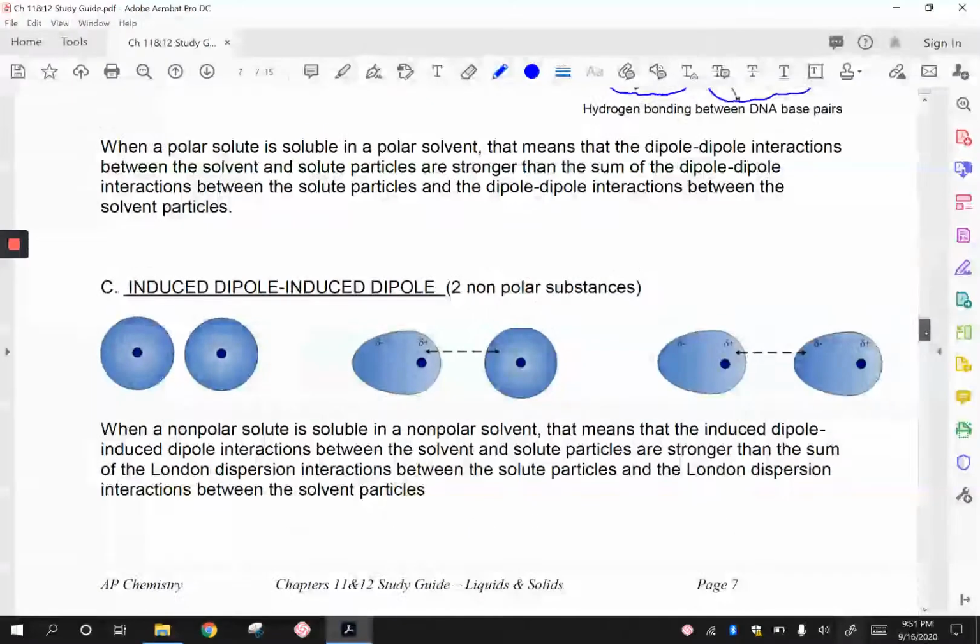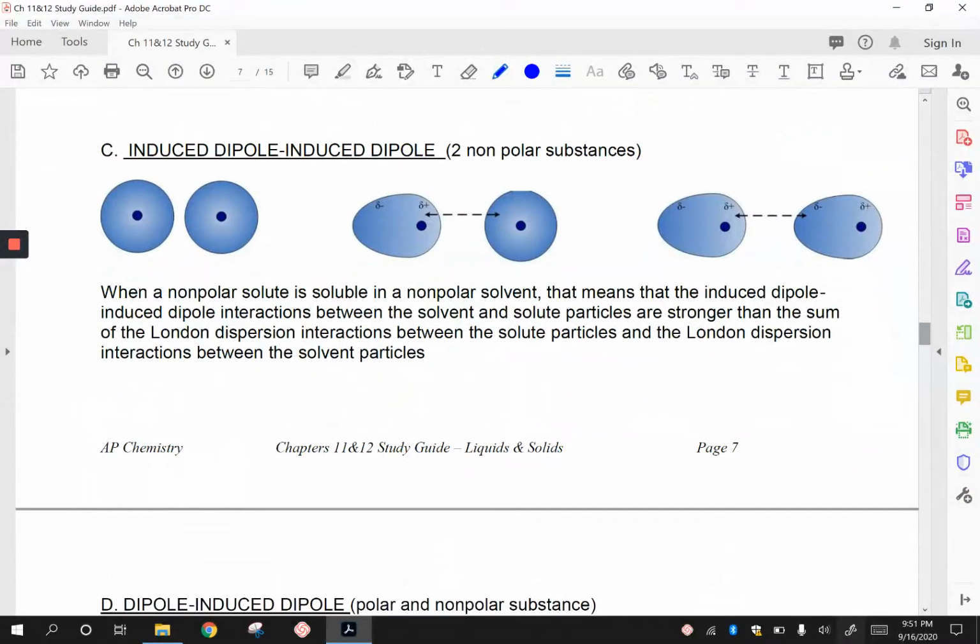Okay, let's look at the third type of mixture here. What if you have two nonpolar substances? For example, let's say you take some iodine and dissolve it in hexane. Both of these are nonpolar. And so another name for London dispersion is induced dipole.